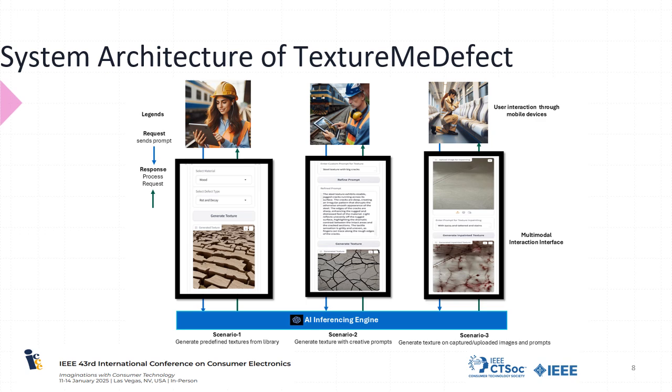As this slide illustrates, the TextureMeDefect system architecture has two main components: the multimodal user interaction interface, MUI, and the AI inference engine. Let's take a closer look at each. The MUI serves as the user-friendly front end, enabling seamless interaction with the AI inferencing engine. Users can utilize their smartphone or tablets to input data through gestures, touch, or keyboard. These components target minimizing the poor usability problem by providing a way for the user to interact with the next component, the AI inferencing engine, through multimodal input and output.